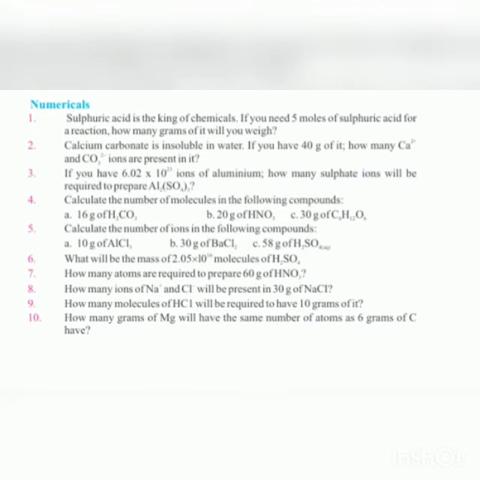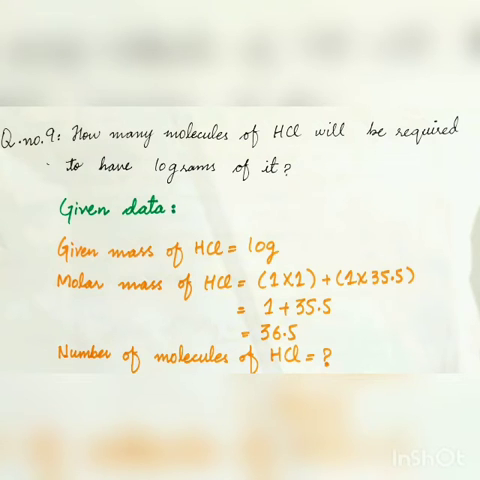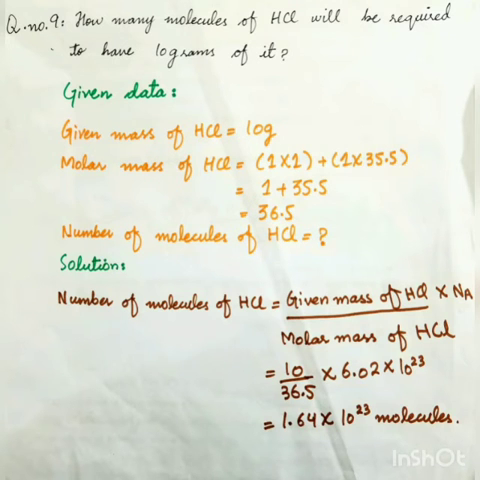Next statement is how many molecules of hydrogen chloride will be required to have 10 grams of it. As we have given mass of hydrogen chloride is 10 gram and we know molar mass of hydrogen chloride is 36.5. So we have to find the number of molecules of hydrogen chloride. And the formula for finding number of molecules is the same: given mass over molar mass multiplied by Avogadro number.